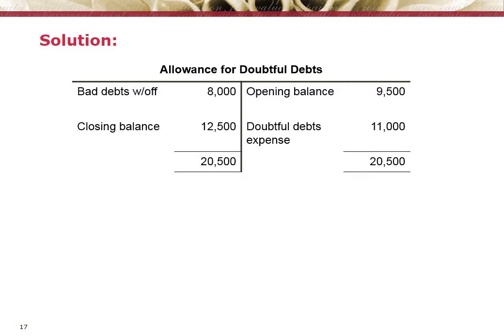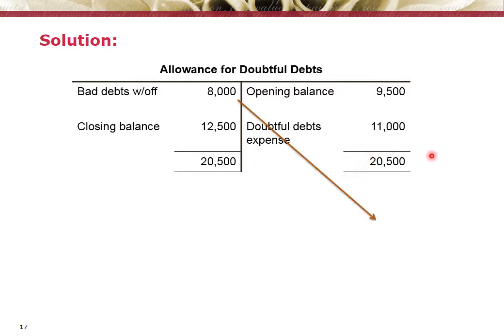The fourth step is to calculate what the total would be for this column, the normal balance's total column. It's a credit here, so we'll do the right hand side first, and that's $20,500. Then we enter that information here, $20,500. We've been given the closing balance, therefore the amount remaining must be $8,000, and that is the bad debts written off figure.